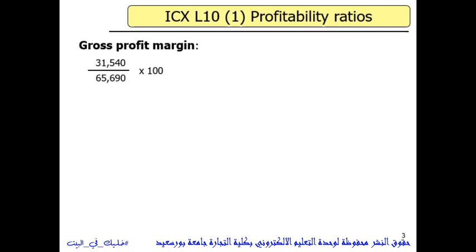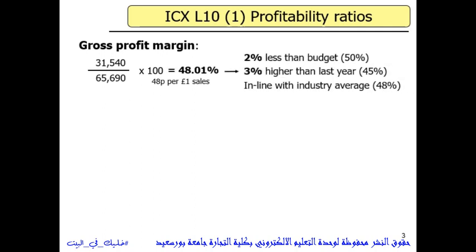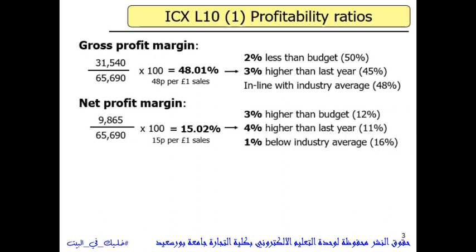So how do we calculate the gross profit margin? The gross profit margin is equal to gross profit divided by sales multiplied by 100. And how do we calculate the net profit margin? It's equal to net profit divided by sales multiplied by 100. Now let's compare what we have this year with the expected, the previous year, and the industry.